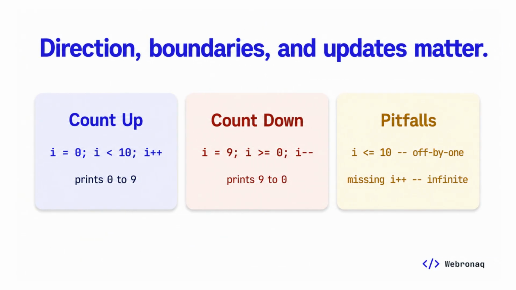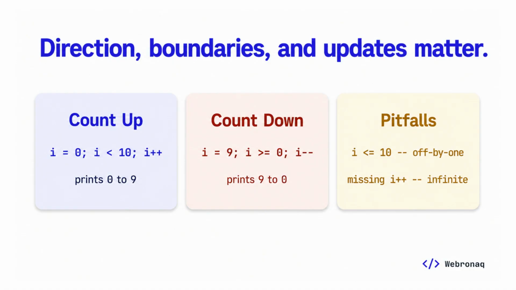Counters can run in either direction. Counting up is the most common pattern. i starts at 0. The condition is i < 10, and each iteration adds 1. That gives you values 0 through 9, 10 iterations total. Counting down just reverses things. i starts at 9. The condition is i >= 0, and each iteration subtracts 1.